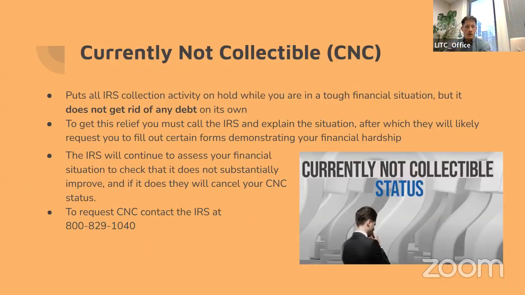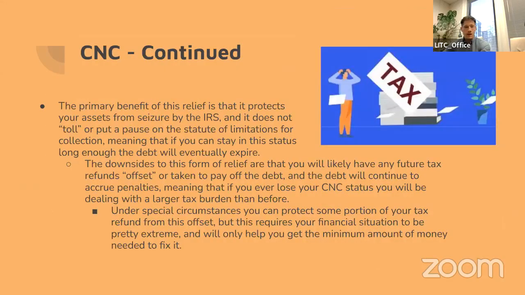The great thing about currently not collectible is that it's fairly easy to get into. You can call the IRS at their toll-free number, and that is generally more straightforward than an offer in compromise, for example. Again, currently not collectible is beneficial because it prevents the IRS from collecting, from garnishing wages. But like your payment plan, it doesn't really put a toll on the statute of limitations for collection. So in that way, again, it's a temporary solution. It doesn't make the debt go away.